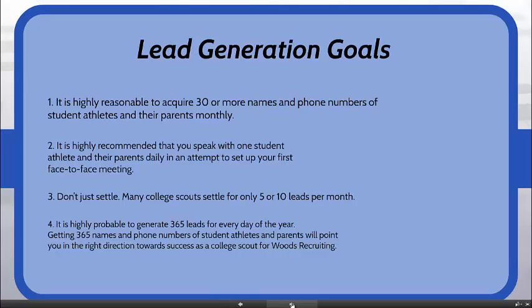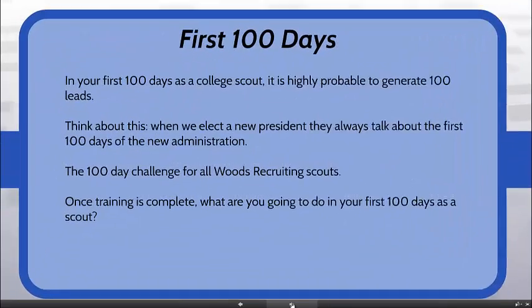But the problem is, you've got to talk to all 100 people to determine which group, which third is interested in you. So I think it's highly probable to generate 365 leads a year. And that's really the ballpark you want to be in. You want those numbers, because if you've got those numbers, you're going to have a lot of success. You're going to close a pretty consistent number of student athletes.